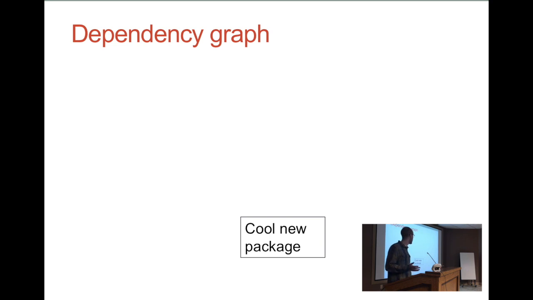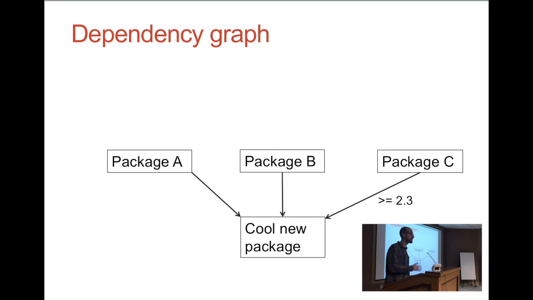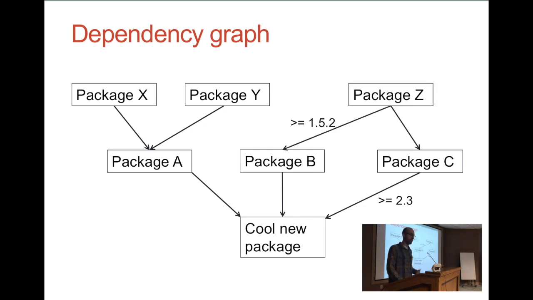Because you can imagine how quickly this would be tedious if you had to do this yourself. So let's say there's a cool new package you want to install. But it depends on package A, so you have to install that first. It also depends on B, and also C, a specific version of package C, and then recursively back up the dependency graph. Maybe package A depends on package X and package Y, and package Z, and there are different requirements for the different versions. You want to be able to tell your package manager, I just want this cool new package, and let it handle all the rest.